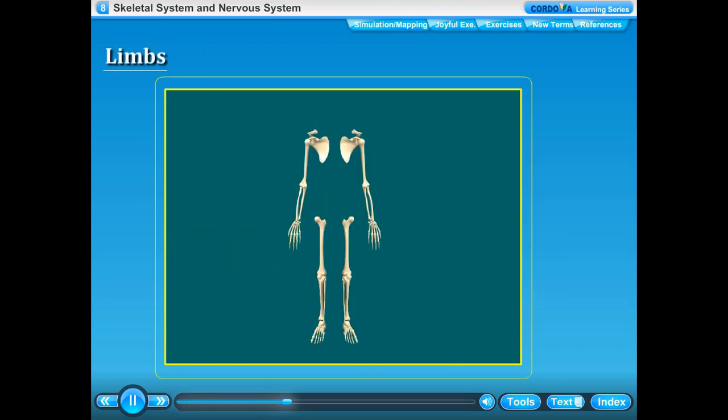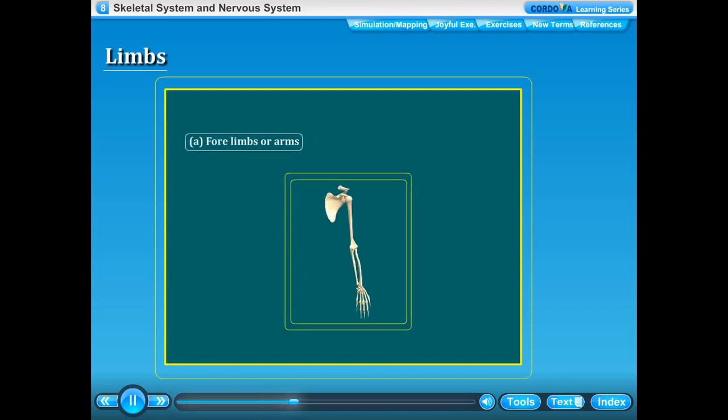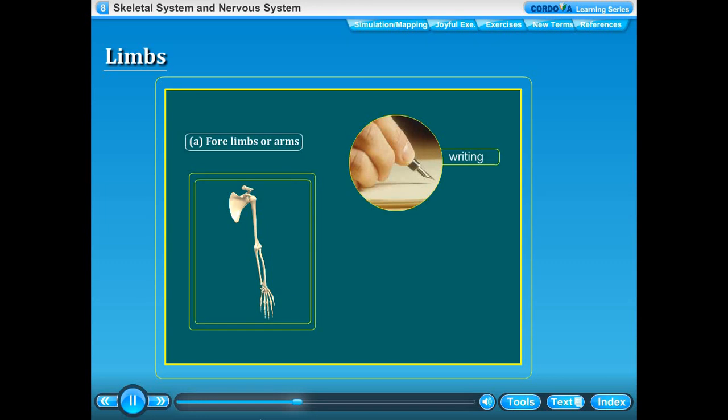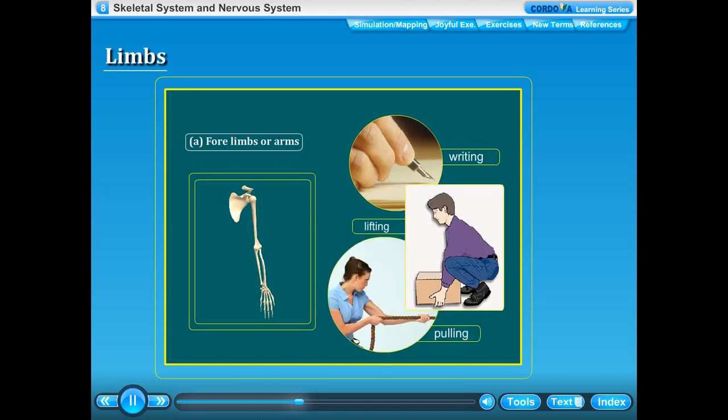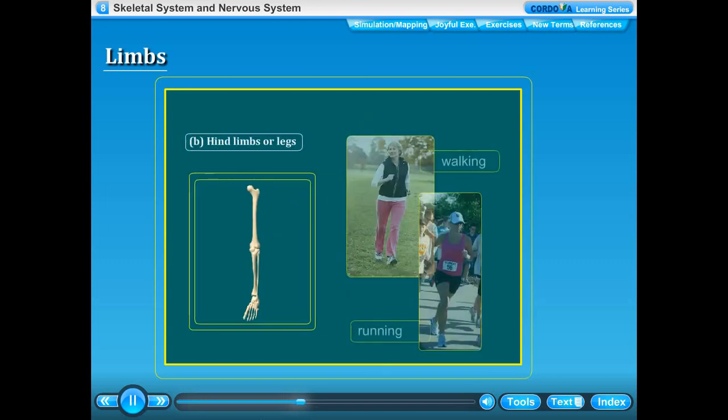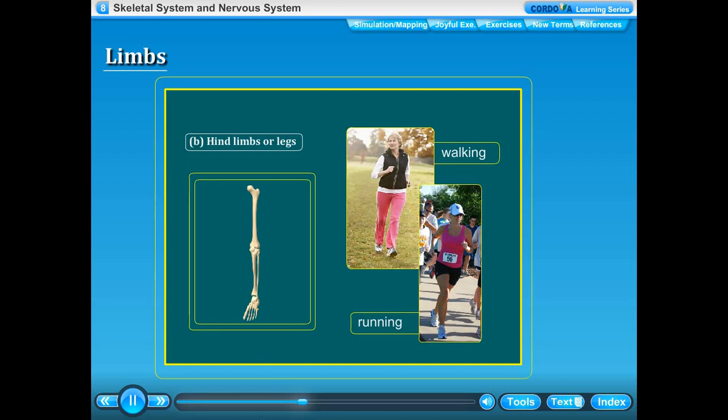Limbs. Our skeleton has 2 pairs of limbs: forelimbs or arms, and hind limbs or legs. The forelimbs are used for doing different tasks such as writing, lifting and pulling objects. The hind limbs are used for walking and running.